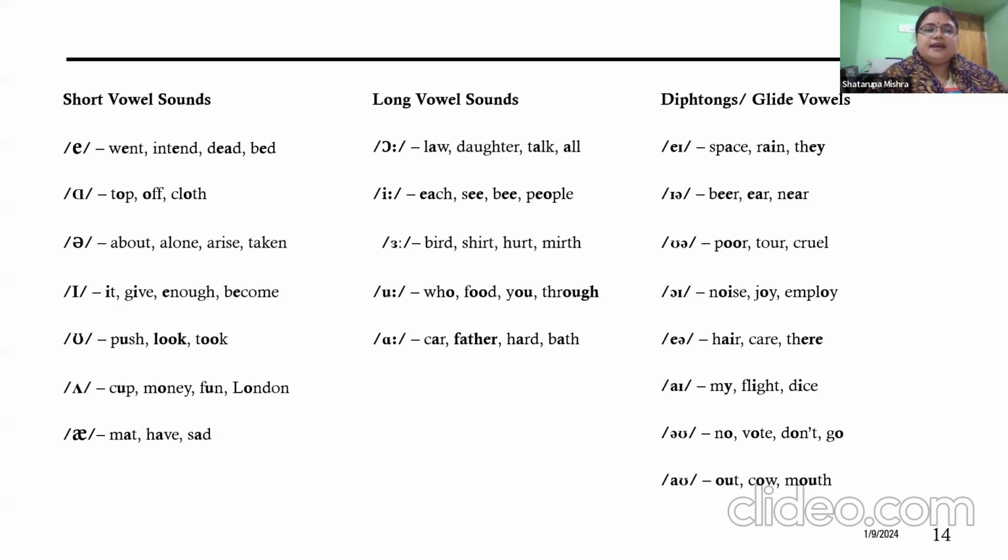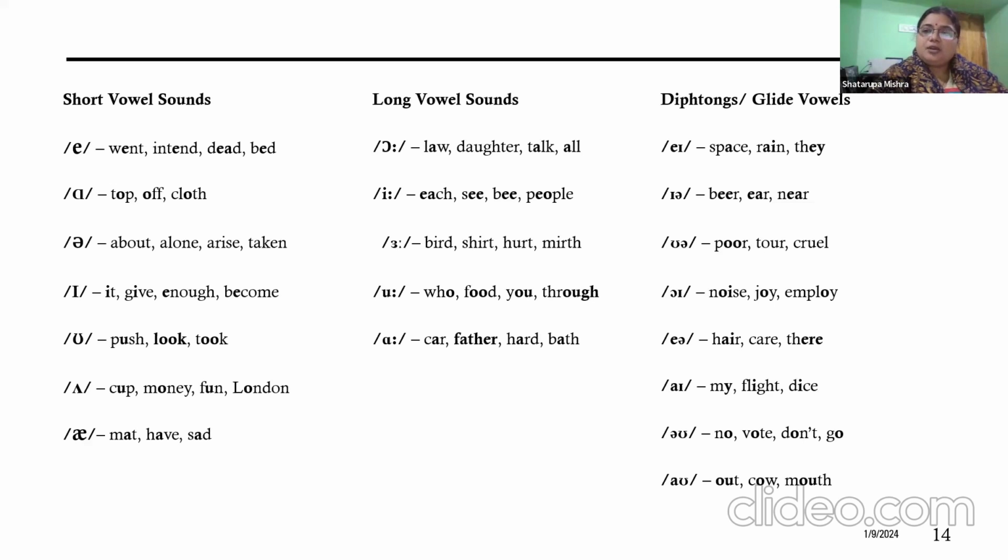Okay. Then we have the short U sound. Push, look, took. Okay. U sound. Then we have the A sound, cup, and it is shown with an inverted V. Okay. Cup, money, fun, London. All right. Then we have the A sound in these words: mat, have, sad, bad. Okay. And you see that the symbol is made with a combination of the letters A and E. Okay. So these are all short sounds.